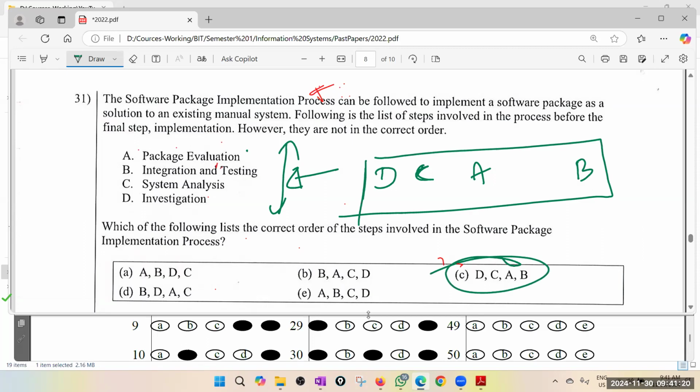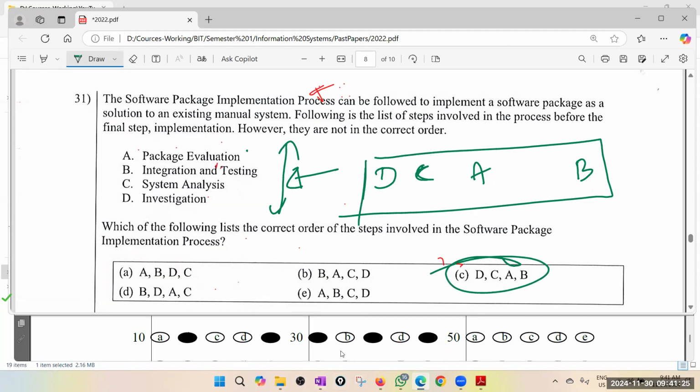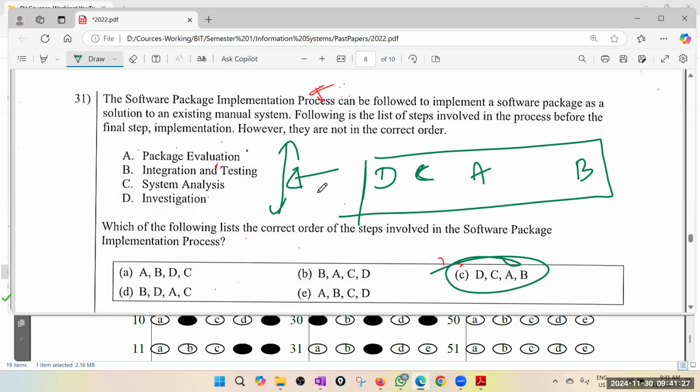Let's see whether the answer is correct or not. C. 31. Yes, the answer is C. Okay.